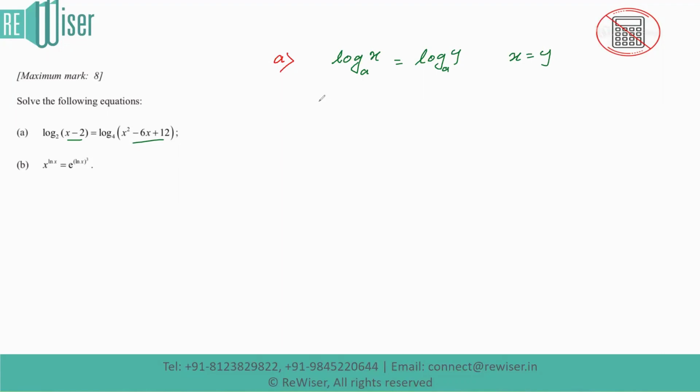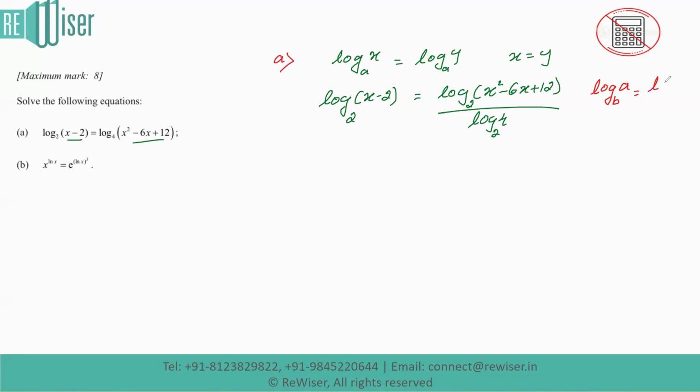For the left-hand side, I'll keep it as it is, which is log of x minus 2 to the base 2, is equals to, for the right-hand side, I would write it as log of x square minus 6x plus 12 to the base 2 divided by log of 4 to the base 2. The reason we can write it like this is the change of base rule: if I have log of a to the base b, this can also be written as log of a to the base c over log of b to the base c, where c could be any value. Here I'm taking c to be 2.